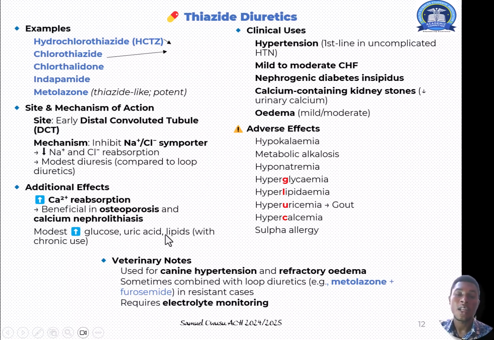Okay. Now the next type of diuretics we talk about are the thiazide diuretics, which tend to act on the distal convoluted tubule. Okay, the examples, the main prototype is hydrochlorothiazide and then chlorothiazide. These ones are the true thiazide diuretics, hydrochlorothiazide and chlorothiazide. The thiazide-like diuretics are chlorthalidone, indapamide, and metolazone. These ones are thiazide-like. Okay, remember the site of action is the distal convoluted tubule.